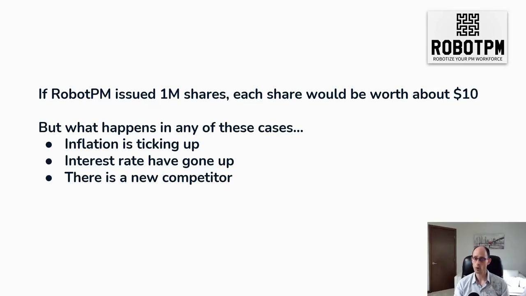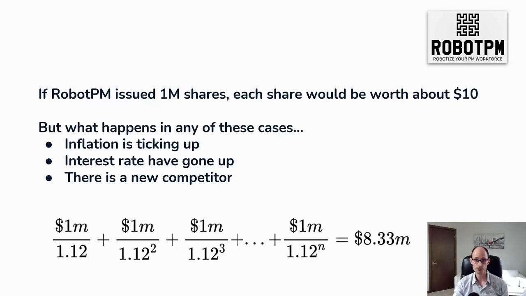And similarly, if a new competitor comes along, the expected profit of $1 million per year is now more risky, because what happens if Robot PM loses market share and profit doesn't even reach $1 million in a few years' time? How do we account for this? Same thing, by using a higher discount rate, in this case, to compensate for the higher risk.